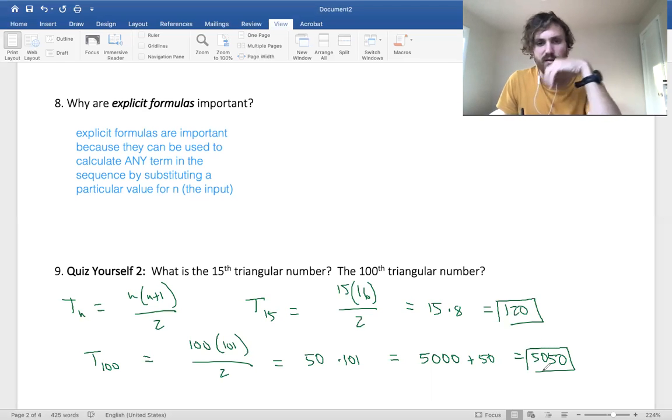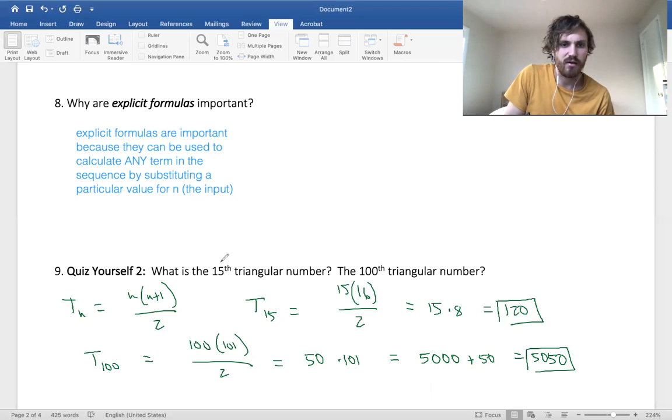My mental math isn't always the best, so let's double check that. 50 times 100 should be 5,000. And 50 times 1 is 50. So I do think that that is 5,050. So we basically just plugged in our term number, and we got out what the term was.